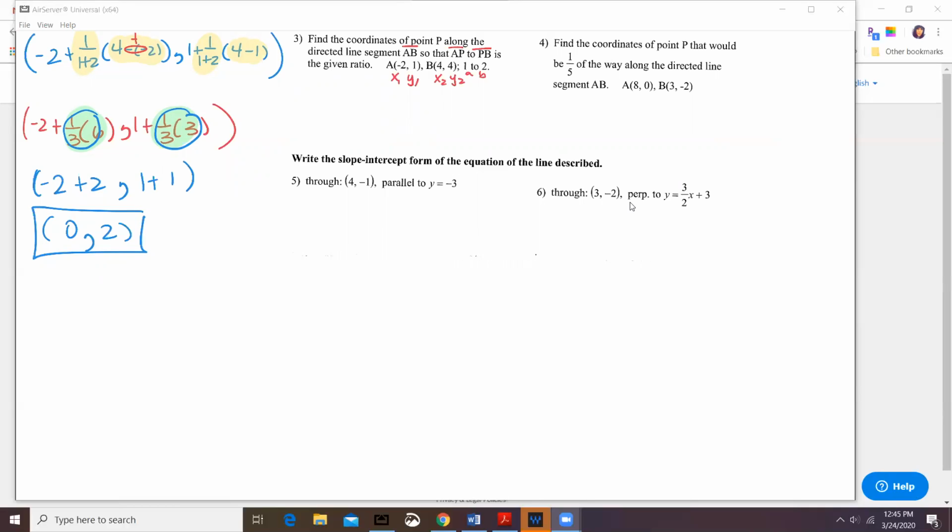All right, so it says you want to write a slope-intercept form equation. So that means y equals mx plus b. And it's going to be parallel to the line y equals -3. So let's talk about this. Whenever you have an x equals or a y equals, it's hard to just do the plug-in part right here.